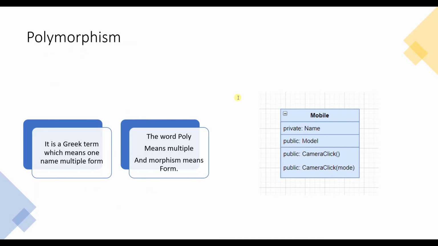Now we have polymorphism. Polymorphism is a Greek term which means one name, multiple forms. The word poly means multiple and morphism means form. As we can see, we have one class with the name mobile. It has camera features, and also we have another method which shows camera functionality along with different camera modes like night mode, panorama mode, etc. This concept is known as method overloading. It simply states that a method behaves differently in different situations.